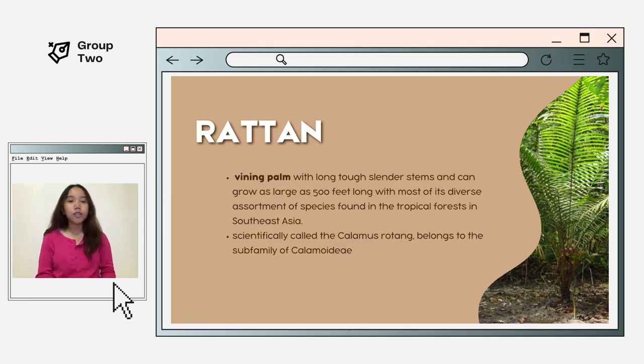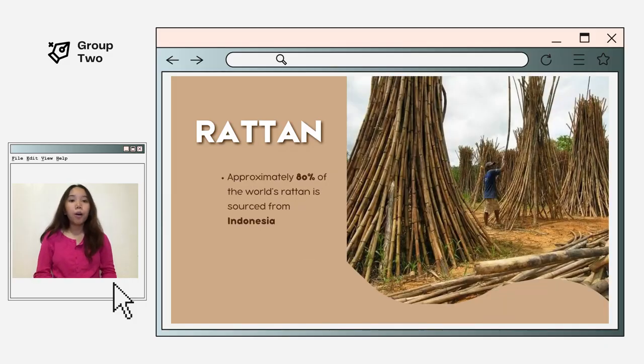The name rattan is a generic term for approximately 600 different species of old world climbing plants. Only about 350 of these species are the source of most commercial rattan we see today. Approximately 80% of the world's rattan is sourced from Indonesia. But other countries such as the Philippines, Cambodia, Malaysia, and Sri Lanka also offer a large volume of rattan.